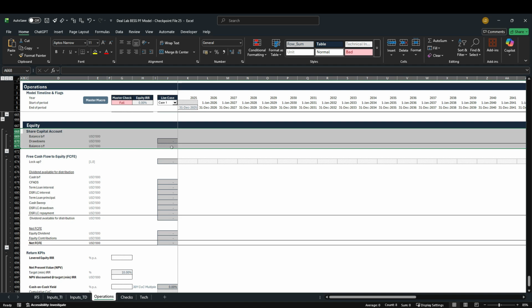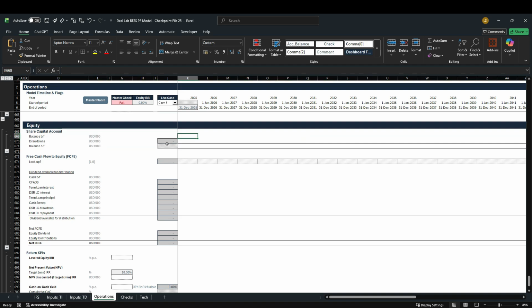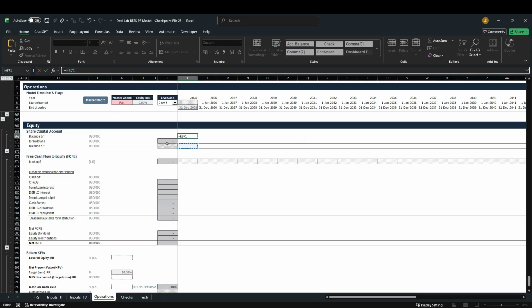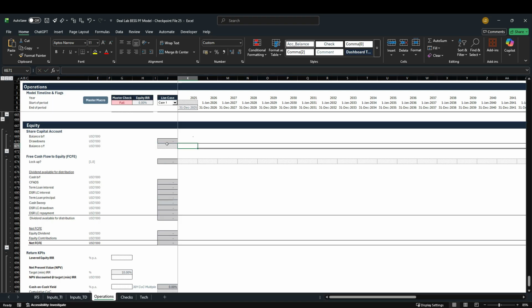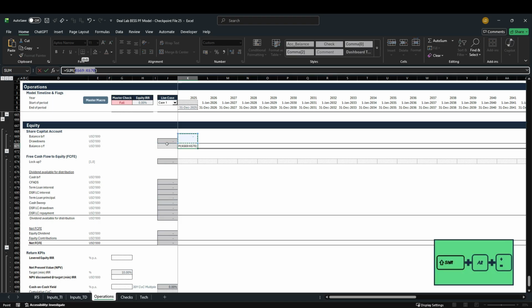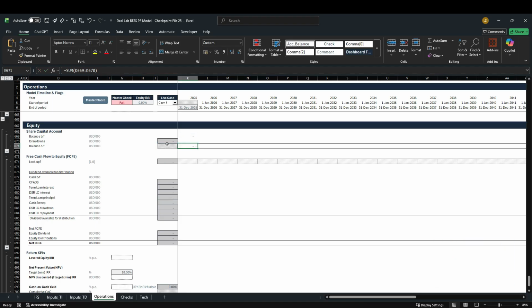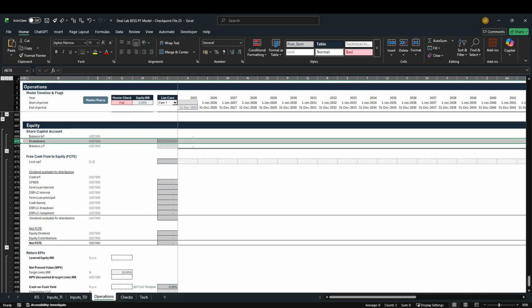And to implement the share capital account, let's set up our typical account logic. So the balance brought forward is the previous period's balance carried forward. This is going to be the sum of our balance brought forward and drawdowns. And our drawdowns are going to be our equity contributions. And in this case study, we have an acquisition financing at financial close, which is the 31st of December 2025. So also equity is fully contributed on that financial close date.